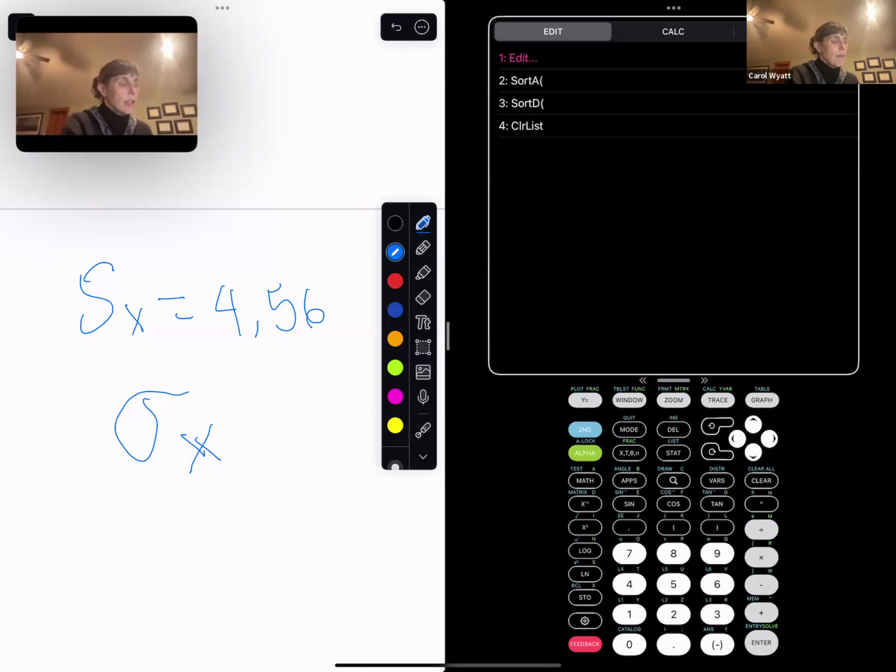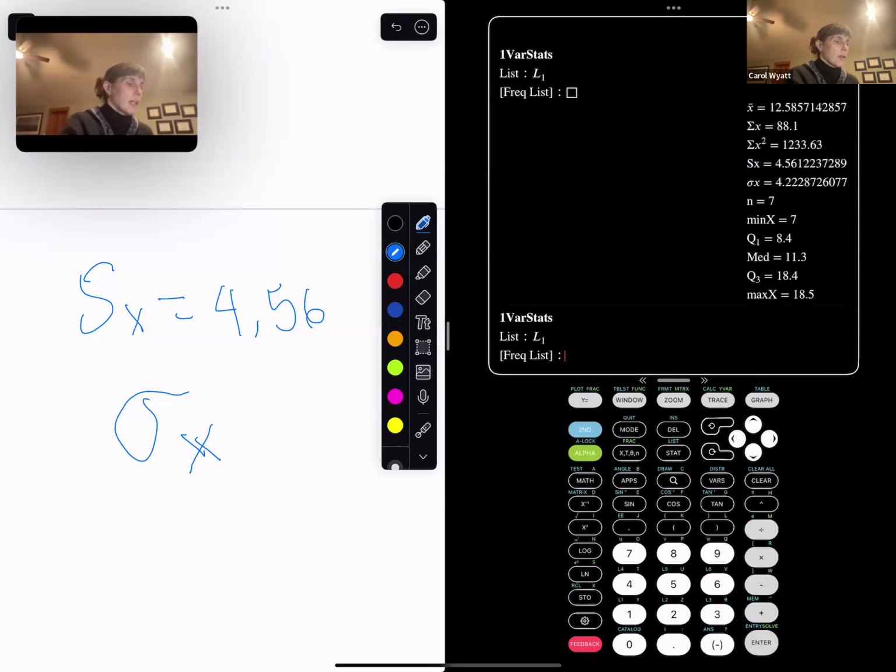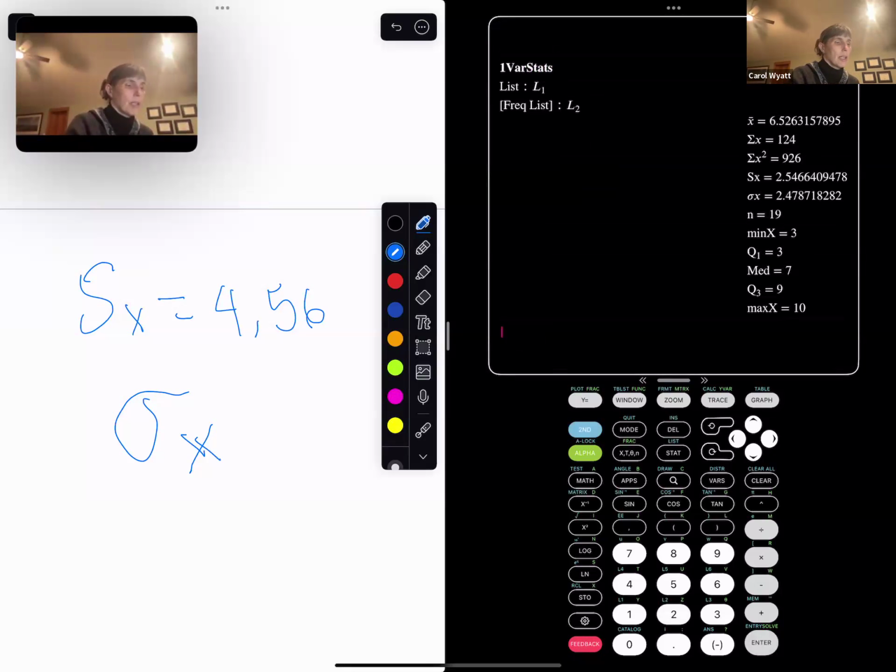I still just have one variable here. Because I have 2 lists doesn't mean I have 2 variables. I have one list of variables and a list that tells me how often each of those particular values happens. So it's still just one variable stats. It says, your list is in list 1, that's where your variables are, but where are your frequencies? Before, I just left that blank because I didn't have a list of frequencies. Now I do. So I go second, L2 for my list of frequencies, hit enter.